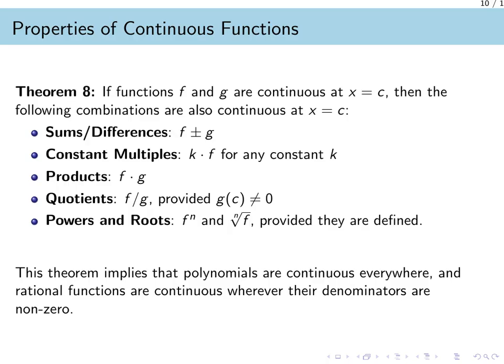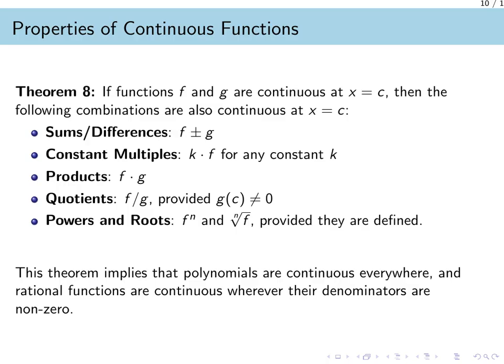Now that we can identify a few basic continuous functions, we can use them as building blocks to construct more complex ones. This is possible because continuity is preserved under standard arithmetic operations. If you have two functions that are both continuous at a point c, then their sum, difference, product, and any constant multiple will also be continuous at that same point. The same holds for powers and roots, as long as they are well defined. The only major exception to watch for is division. The quotient f over g is continuous only if the denominator function g is not 0 at the point c.